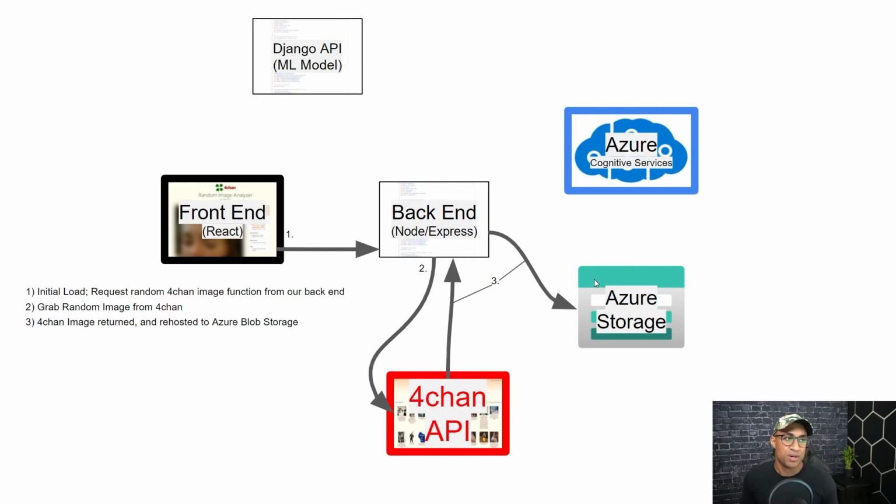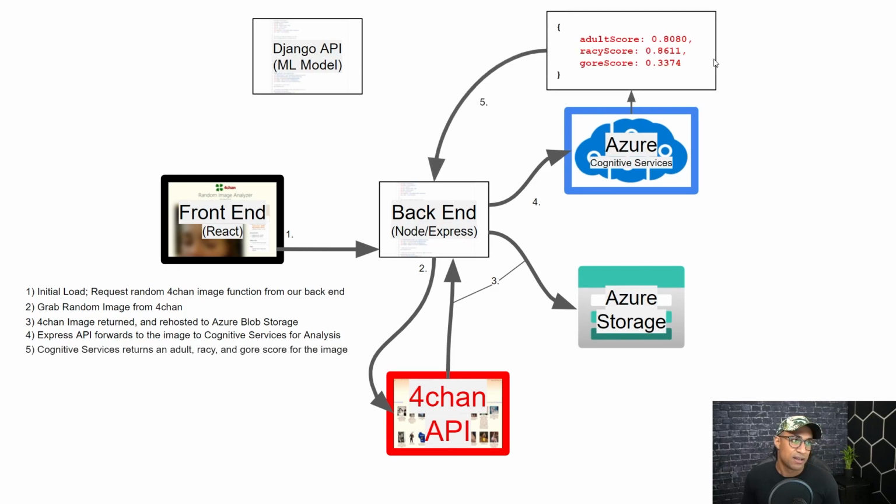Once that image is rehosted in Azure Blob, the backend then sends the image to Azure Cognitive Services for that initial analysis, like the adult, racy/sus, and gore scores. Cognitive Services does that analysis and then forwards the metadata back to the backend. So this adult score, if it's completely adult material, will be a one, right? If it's not adult at all, like it's safe for kids, then it'll be closer to zero, if that makes sense. So these are scores between 0 and 1. Cognitive Services forwards that to the backend.